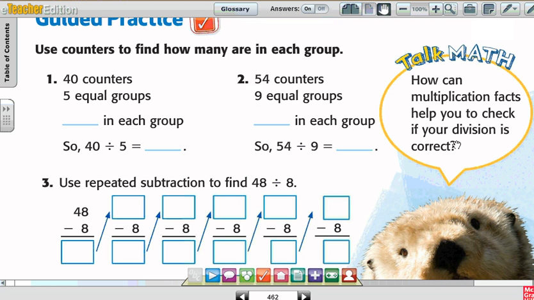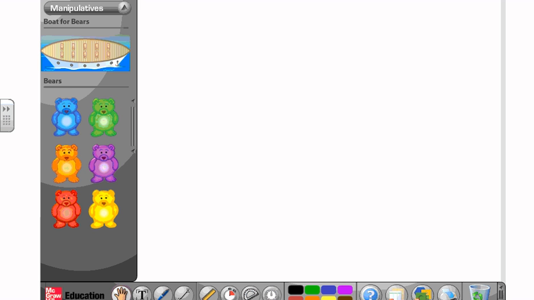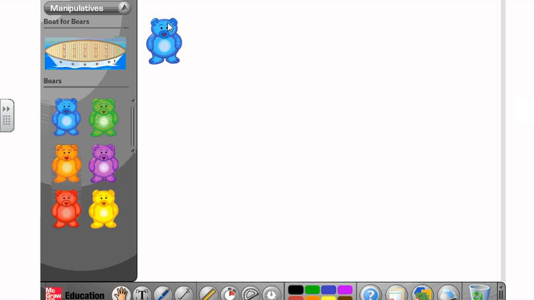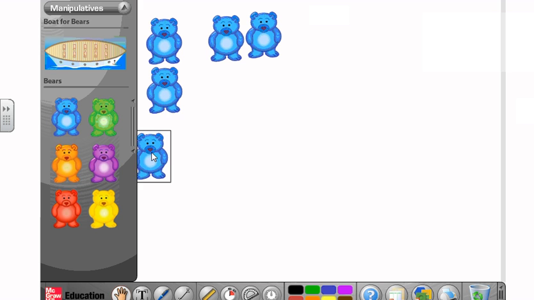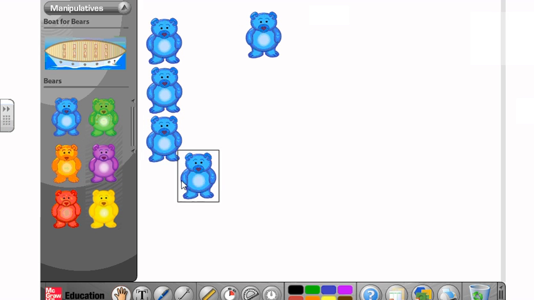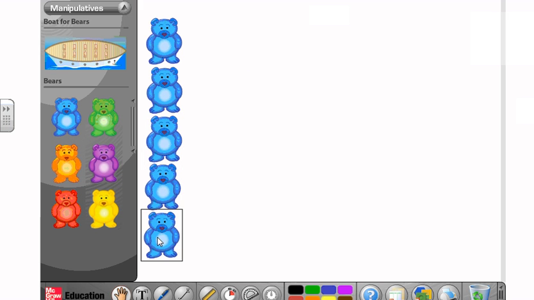Still looking at more. It says 40 counters equal to 5 groups. Well, this is what this is. There we go. So how many counters do I need? 40, right? Into 5 groups, right? So I needed 5 groups. There's 5. There's my groups right there. And I have a total of how many bears? 40 bears, right? So there's my 5 groups.